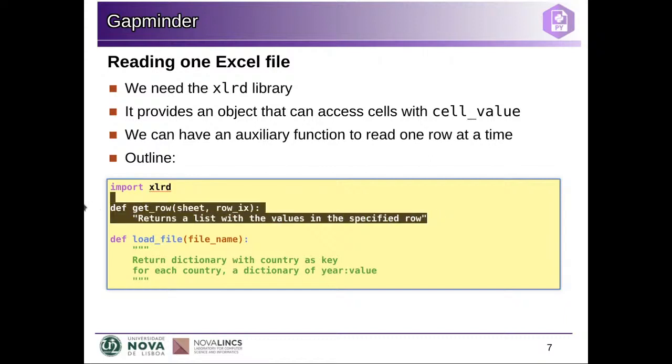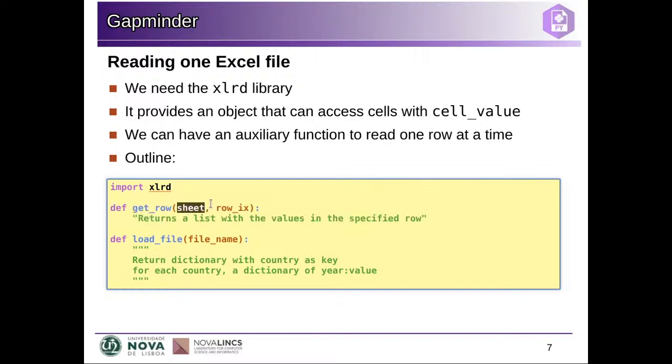One that just reads one row, so we specify from some spreadsheet what the row is that we want, and this returns a list with the values that it finds there. This is just a utility function because we're going to read our spreadsheet row by row, and intuitively it makes sense to make a function just to read the row, and we use the data that it gets us.